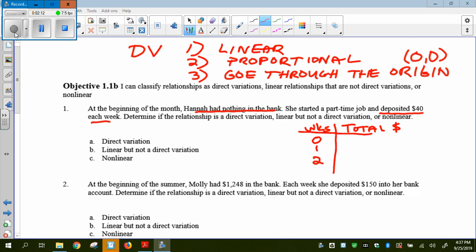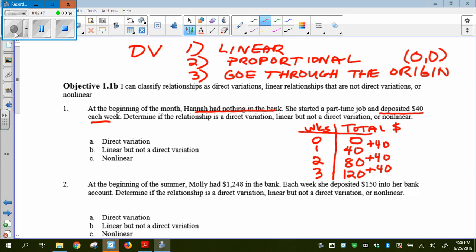Since she started with nothing in the bank, that means at 0 weeks she has $0. And then each week she deposited 40. Deposit means she's putting money in. So after 1 week she now has 40. After 2 weeks she has 80. After 3 weeks she'd have 120. Each week I'm adding another $40. Now, since I went up by 40 each week, this is definitely linear because we're going up by the same amount. So we got number one checked off.